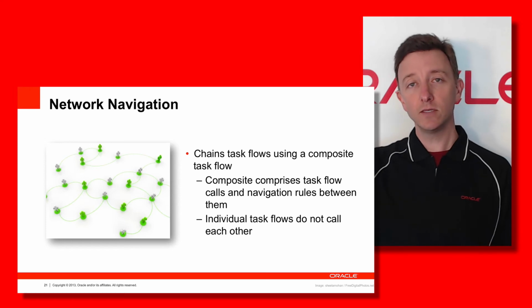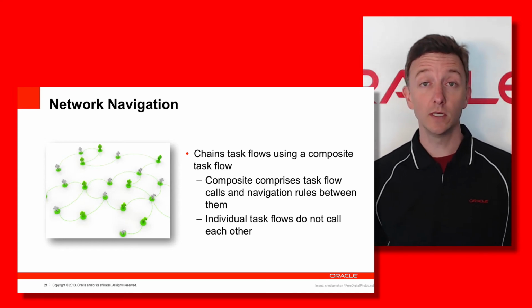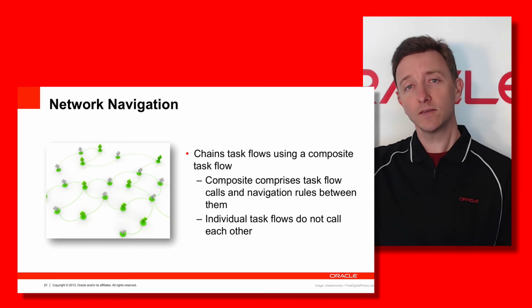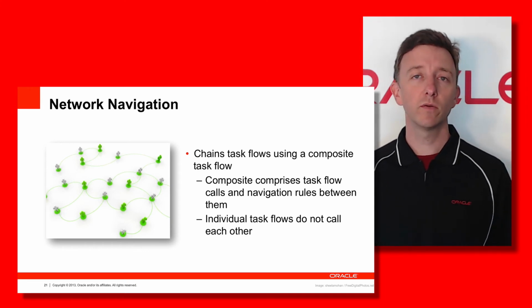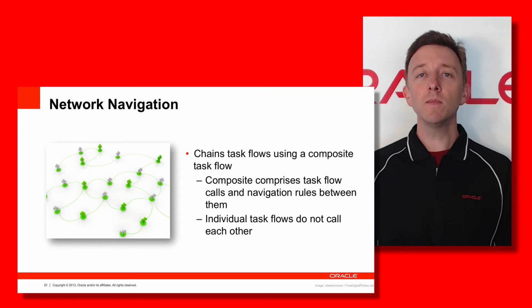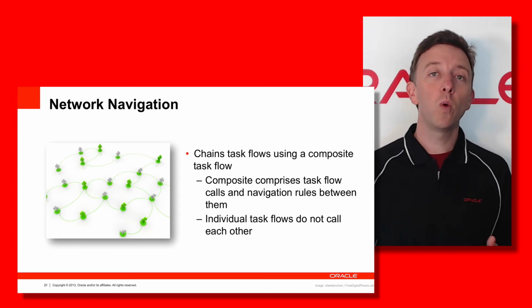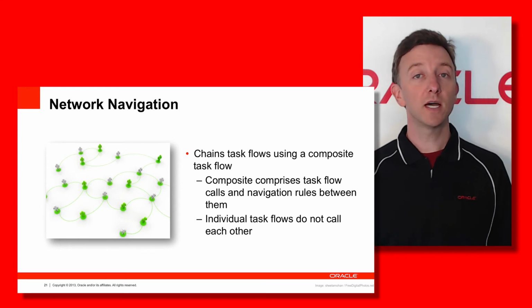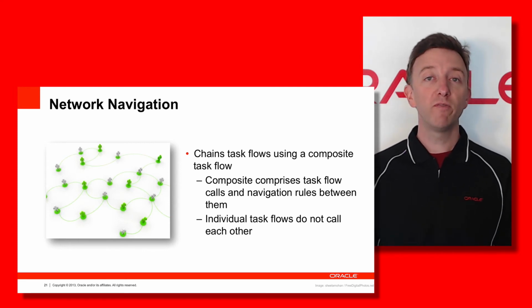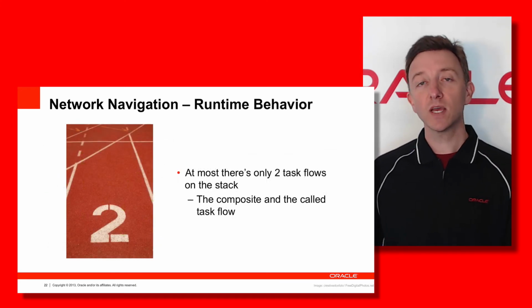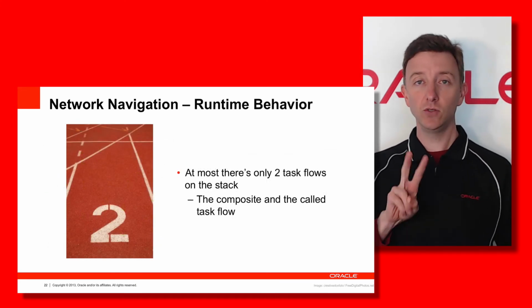It will then navigate to the second task flow and drill in and do its thing. It will exit, then navigate to the third task flow, do its thing, and so on and so forth. So this is very much a navigation model where with the composite task flow, we're now controlling the order that the task flows are called. And from a performance, or particularly a memory perspective, the most amount of task flows we're ever going to have on the stack is 2.